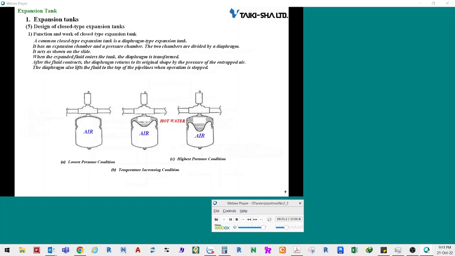When the expanded fluid enters the tank, the diaphragm is transformed. After the fluid contracts, the diaphragm returns to its original shape by the pressure of the entrapped air. The diaphragm also lifts the fluid to the top of the pipelines when operation is stopped.